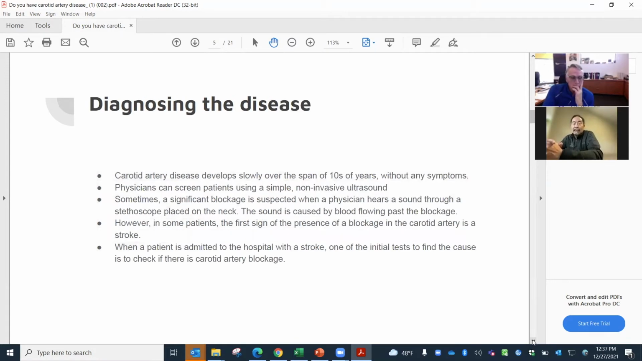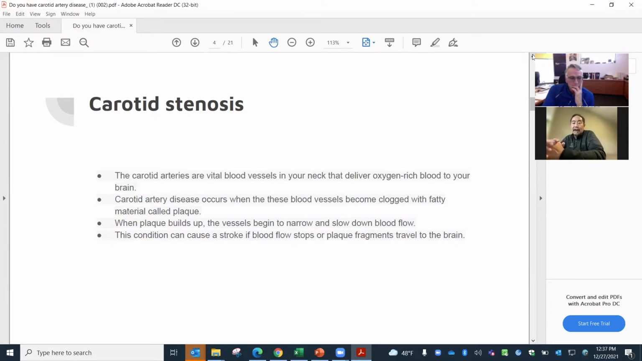Carotid arteries, go back, Chelsea, please. Carotid arteries, vital blood flow, right? Delivering oxygen to your brain. And this blockage, that fatty plaque, occurs when the blood vessels become clogged with hardening of the arteries, with cholesterol and disease over time. And then when that plaque builds up, the vessel begins to narrow, slowing down the blood flow, and then that plaque can break off and fragments travel to the brain. Go ahead, next slide.